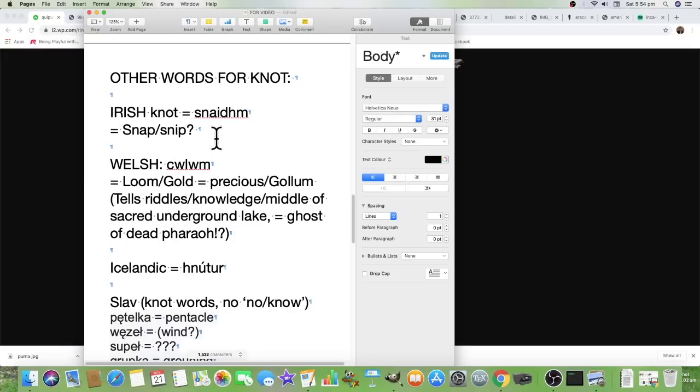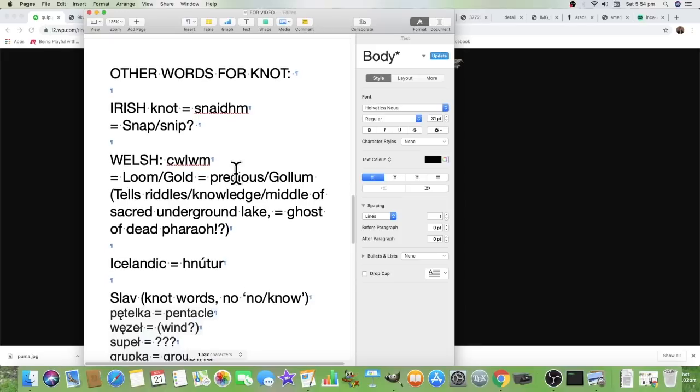So in Irish, it's quite interesting. They have a word called snatham, or snath, however that is pronounced. And the vestige in English seems to be snap or snip. So suddenly, the word for not, or nub, or whatever it is, is actually related to a verb interfering with a piece of string, tying it. It's a very verbal way of putting it.